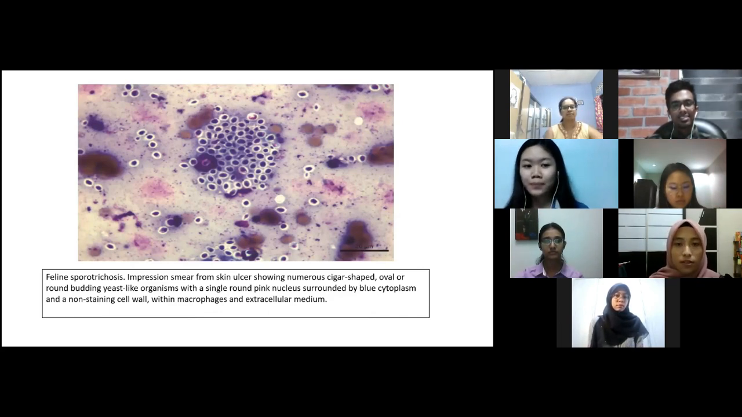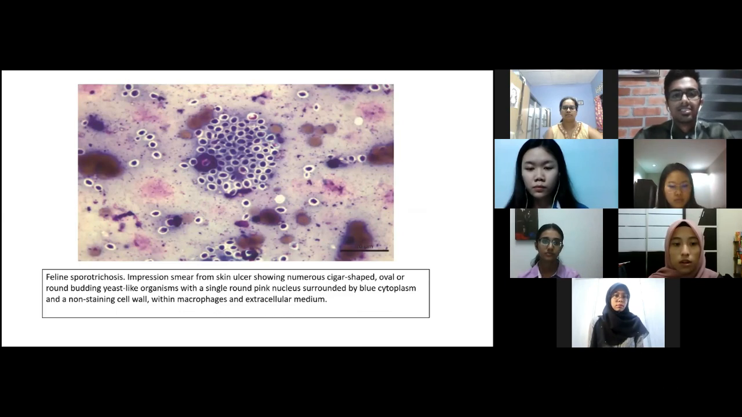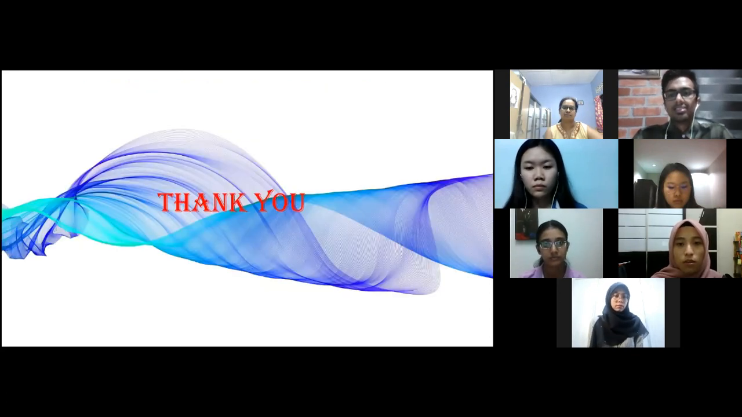Okay, so this is a sample from a feline sporotrichosis. The impression smear from the skin ulcer shows numerous cigar-shaped, oval or rounded budding yeast-like organisms with a single round pink nucleus that is surrounded by a blue cytoplasm and also a non-staining cell wall, within macrophages and extracellular medium. So we can see there are many oval shapes inside this.